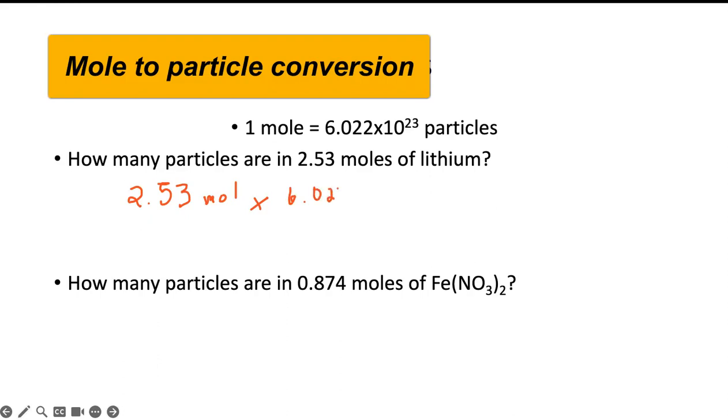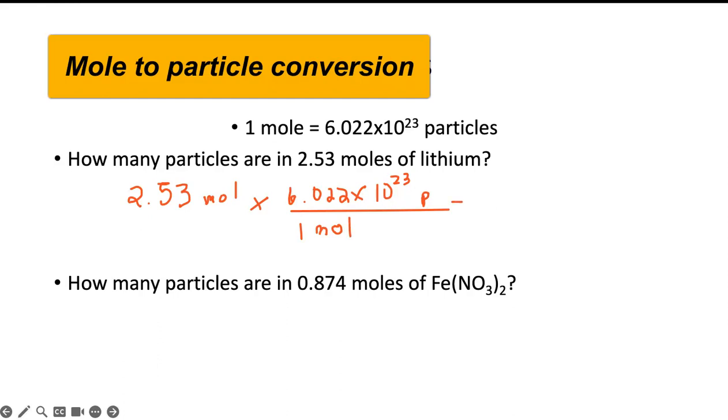I'm trying to write this a little bit faster. My 1 mole goes on the bottom because the thing that goes on the bottom is going to cancel out. I'm just going to write P for particles so I can move a little bit faster. And then on the bottom, I have 1 mole, because that's how many moles there are in 6.022 times 10 to the 23rd particles.